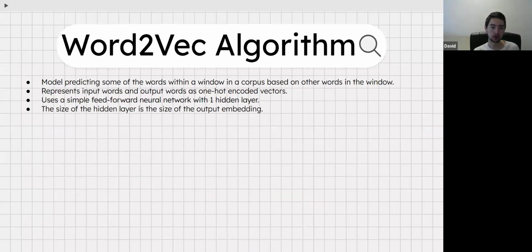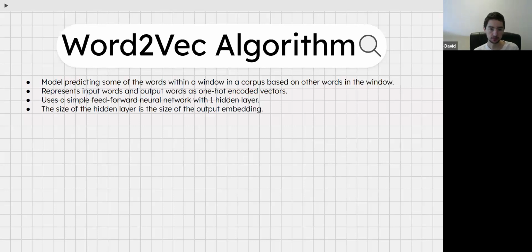So instead of predicting the co-occurrence of all the words in a certain corpus or a certain document, I'm going to use the words corpus and document as synonyms throughout this presentation. Instead of predicting the co-occurrence of all the words, we're predicting only the co-occurrence of words within a certain window. The input is going to be a one-hot encoded vector representing a word, and the output is going to be a one-hot encoded vector representing a word.